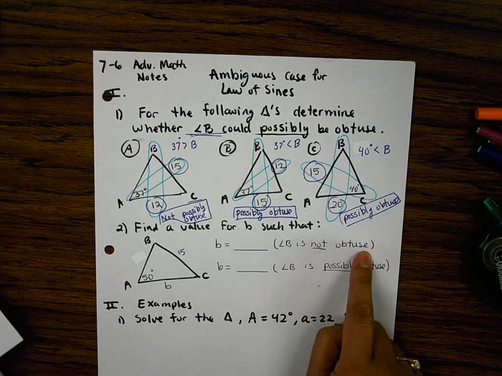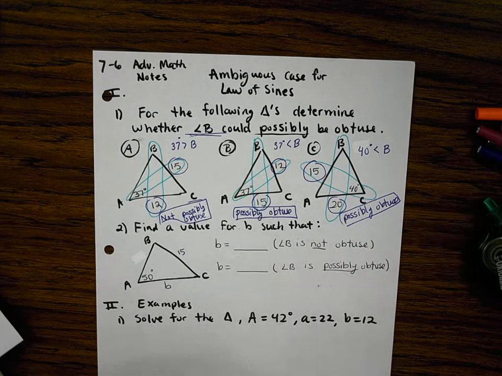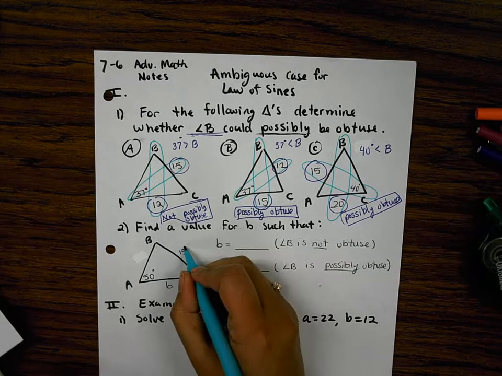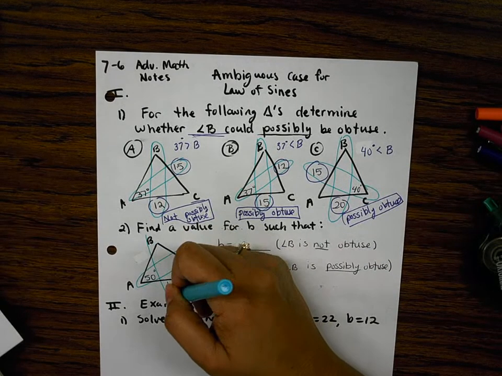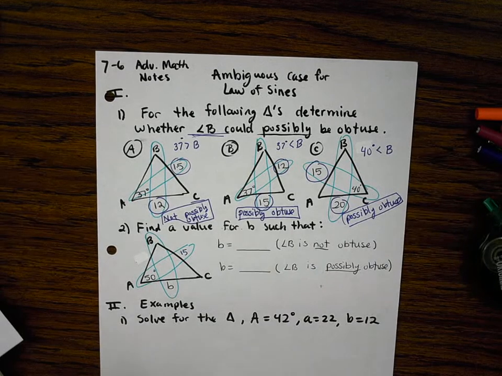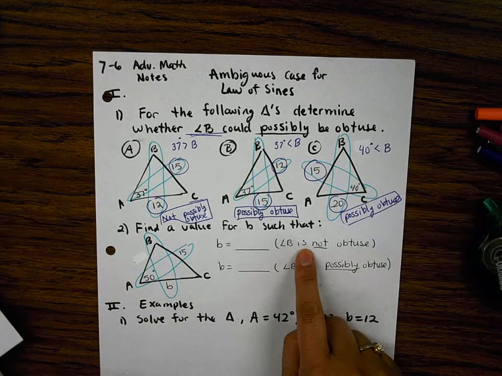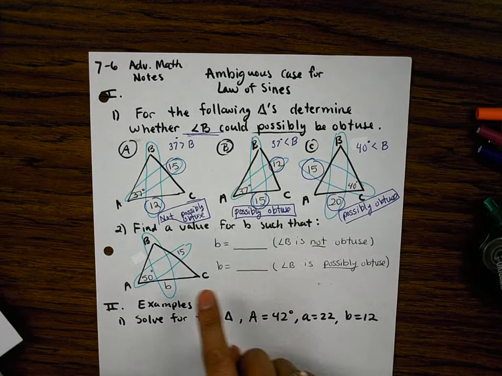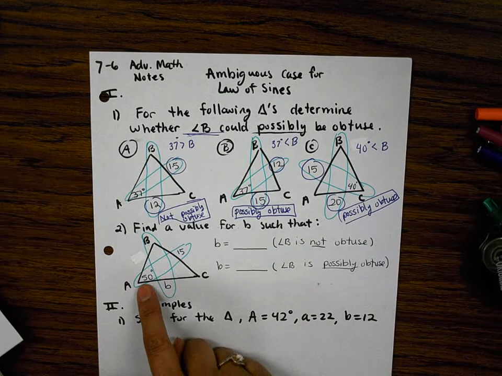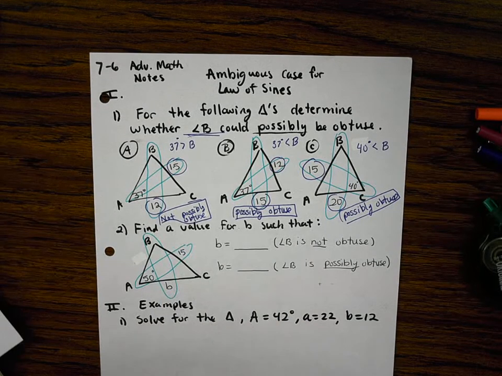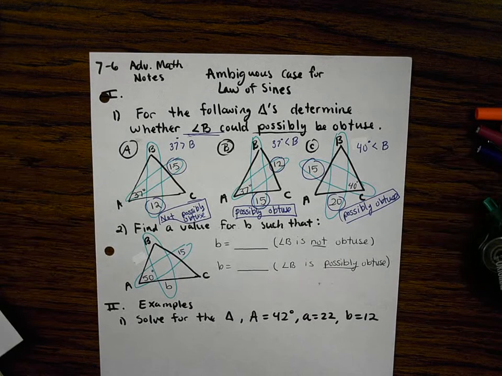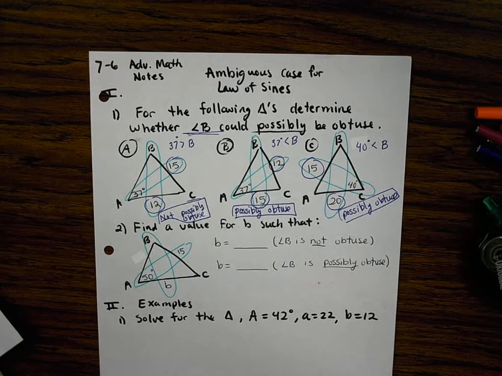All right, number 2, find a value for B such that angle B is not obtuse, and another where angle B is possibly obtuse. So this time you're looking for the number. 15 matches with 50. Angle B matches with side B. And they're asking us, there is no way for angle B to be obtuse. That means B has to be smaller than 50. So what does that mean about side B? Hit pause, try both of these on your own, and hit play and see if we have similar answers.